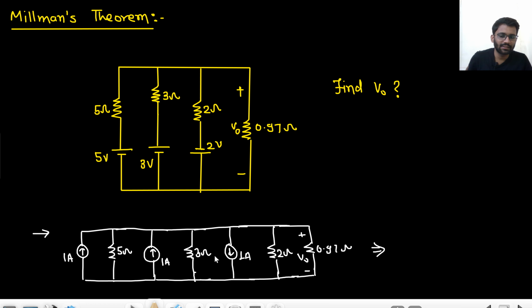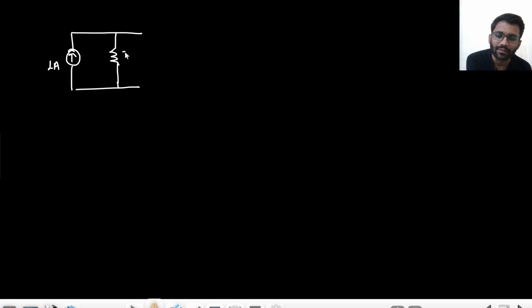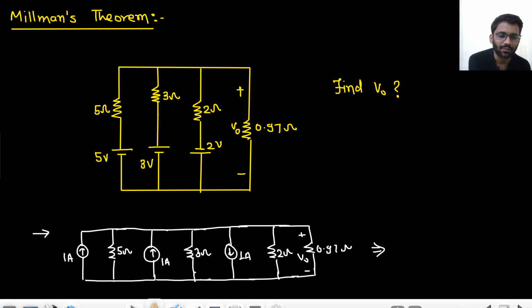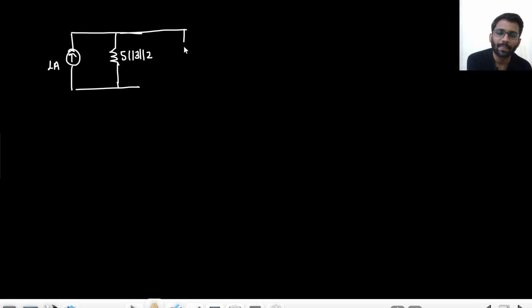And total resistance will be this resistance parallel with this resistance, parallel with this resistance. So basically, my current would be 1 ampere current upward, and my resistance would be 5 parallel with 3 parallel with 2, right? 5 parallel 3 parallel 2, and then I have a V naught. This will be my V naught. So I have to calculate it. I will bring the calculator. So basically this equivalent will give me 0.97 ohm only.